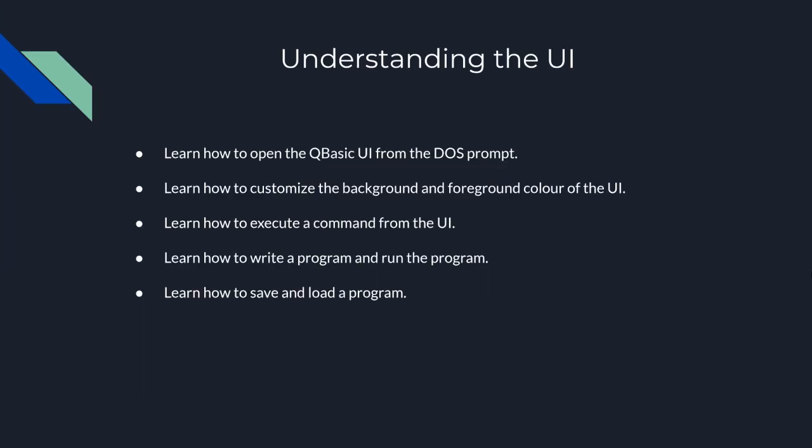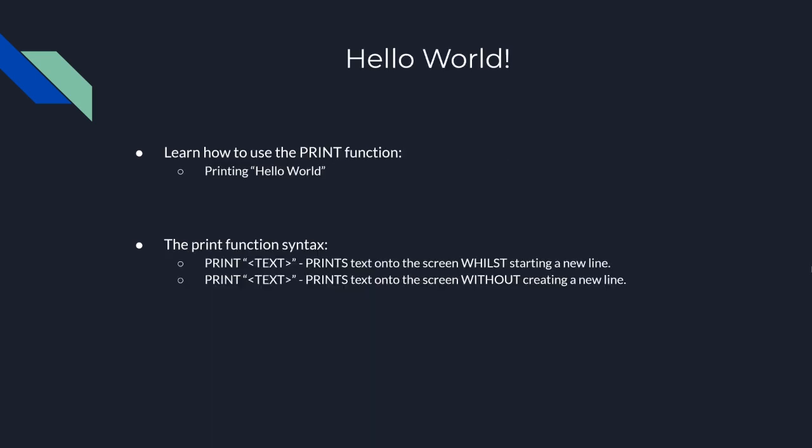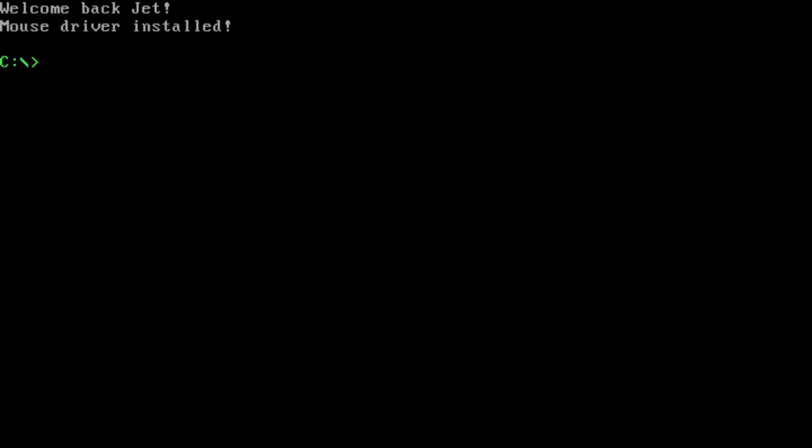QBasic UI uses the text mode in MS-DOS. In this lesson, we'll be learning how to open the QBasic UI, how to customize the background and foreground colors, how to execute commands on the UI, how to write and run a program from the UI, how to save and load a program from the UI, how to use the print function, and learn how to use two different print function syntaxes. Once DOS has booted up, you shall be greeted with your DOS prompt.